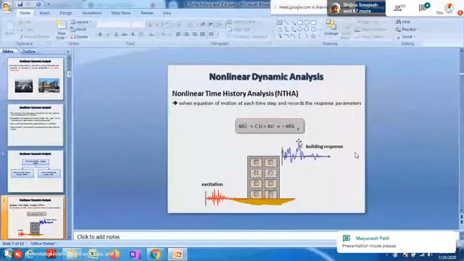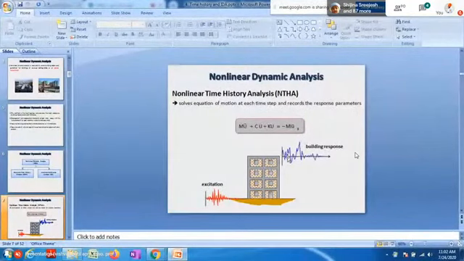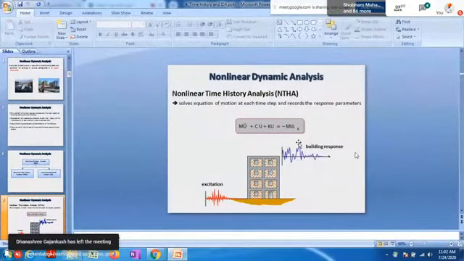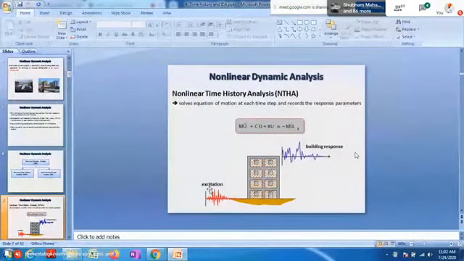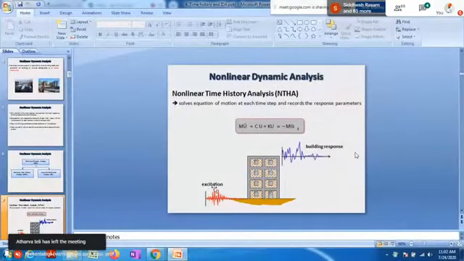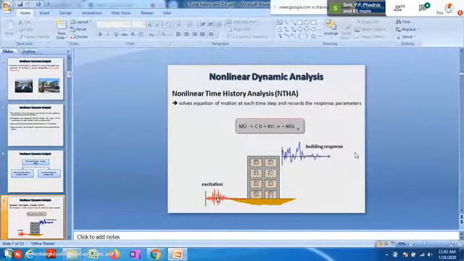In incremental dynamic analysis, we require the maximum response. Not all responses. There are many peaks, but what is the maximum response that we require? This is the excitation, that is a ground motion record. Here also there are many peaks. The maximum peak is what we call PGA, peak ground acceleration. So this is the ground motion, and this is the building response.